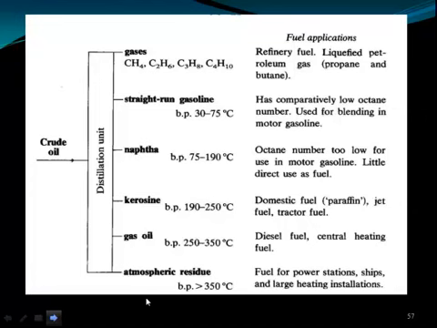So in the crude oil, after the distillation unit, we have the gases, straight run gasoline, naphtha, kerosene, gas oil, and atmospheric residue. The boiling range is given over here, and the fuel application is also given. Generally diesel is used for transportation, it may be power stations, and some of them are for various purposes.